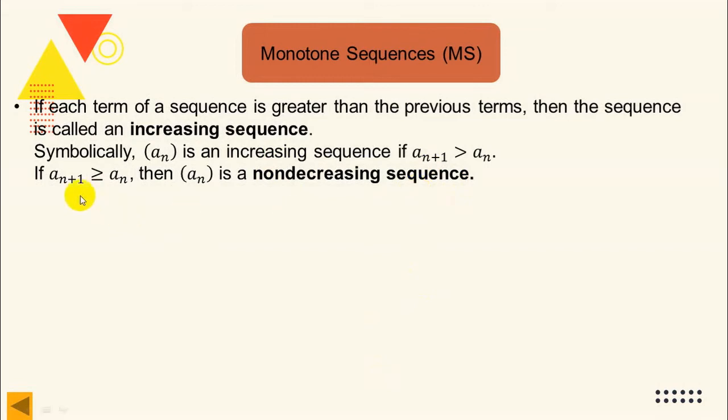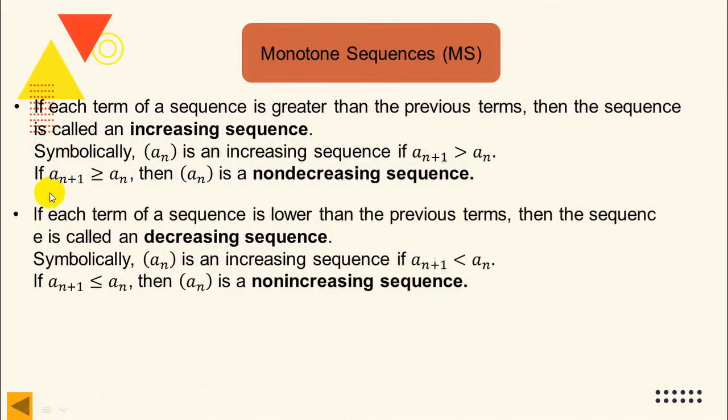Okay? And then if each term of a sequence is lower than the previous term, then the sequence is called a decreasing sequence. So we can say if the second term is less than the first term, it is a decreasing sequence. If the second term is less than or equal to the first term, then we can say it is a non-increasing sequence.